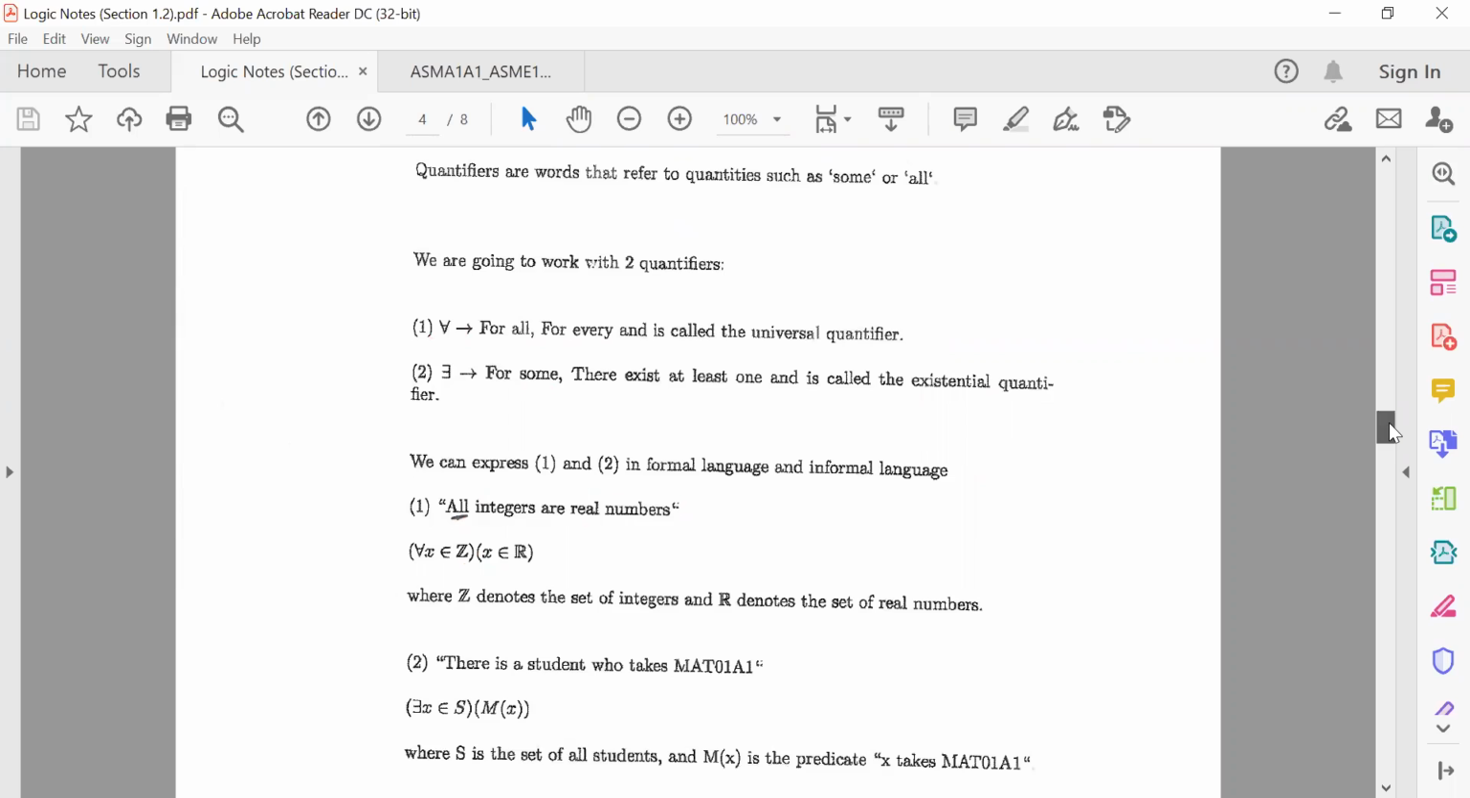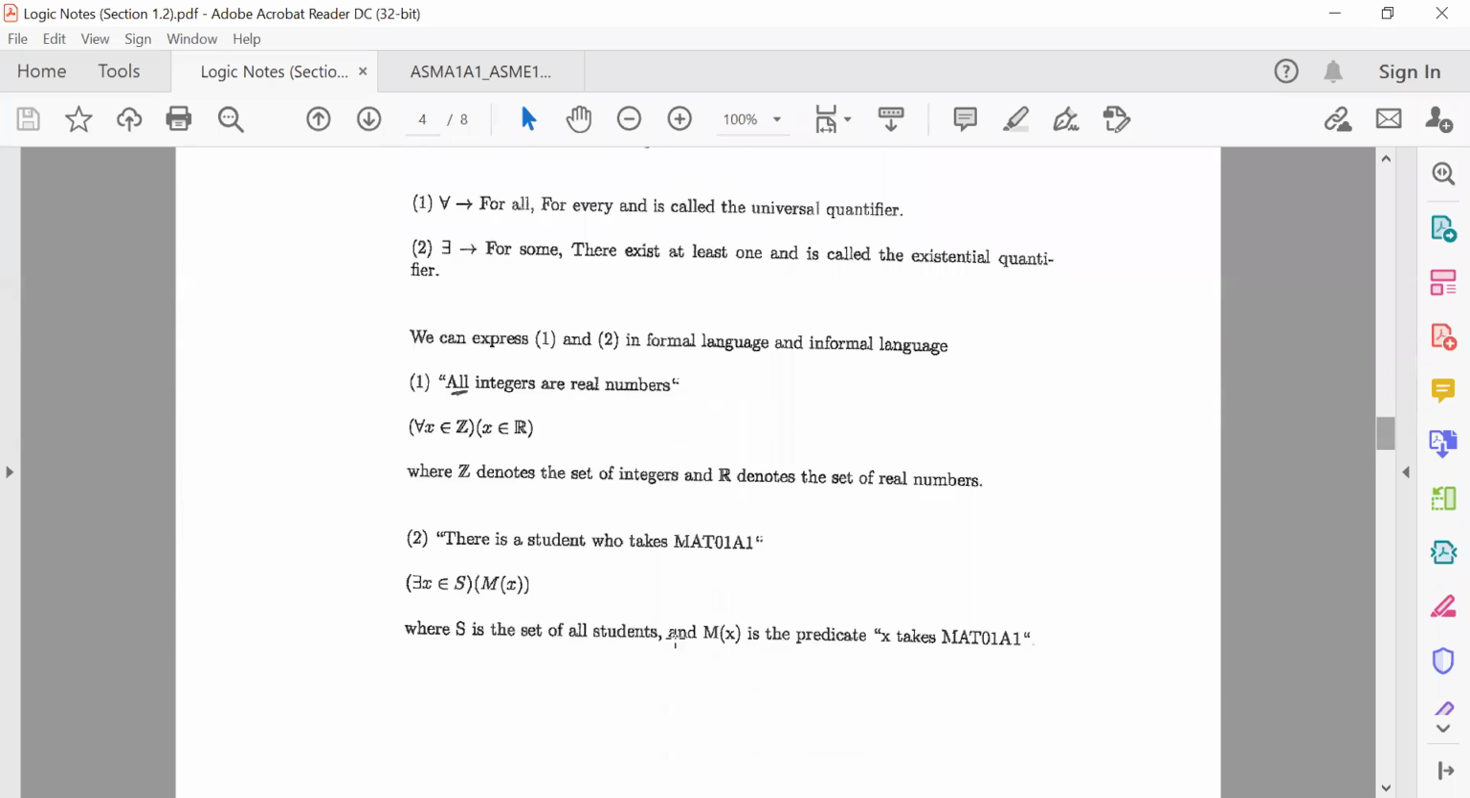Now, the next example, they said there is a student who takes Math 01A1. All right. How do we write this using predicate? There is a student. You see, I didn't say all students take Math 01A1. I said there is a student. It means I'm talking of a particular student, right? So you cannot use universal quantifier. You need to use existential. Say there exists at least one. For some, it means when you're talking of a subset of a bigger set, you use existential.